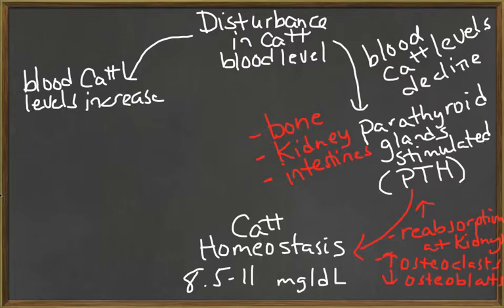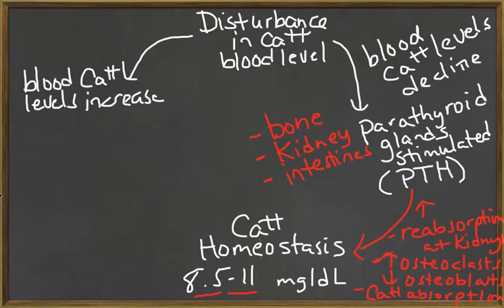And then, of course, at the intestines, there's something else that's going to happen. The parathyroid hormone will stimulate calcitriol to be secreted from the kidney. And calcitriol then will stimulate the intestines to absorb the calcium that you're ingesting. So at the intestines, we get calcium absorption. And ultimately what that does then, the calcium levels go back to range between 8.5 and 11 milligrams per deciliter because we've just increased the levels of calcium.